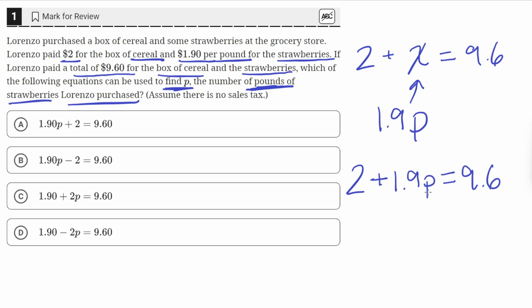And we can solve this to find the value of p. Since we have one equation and one unknown, we can just manipulate the equation to isolate for p. And this equation here is identical to equation A.